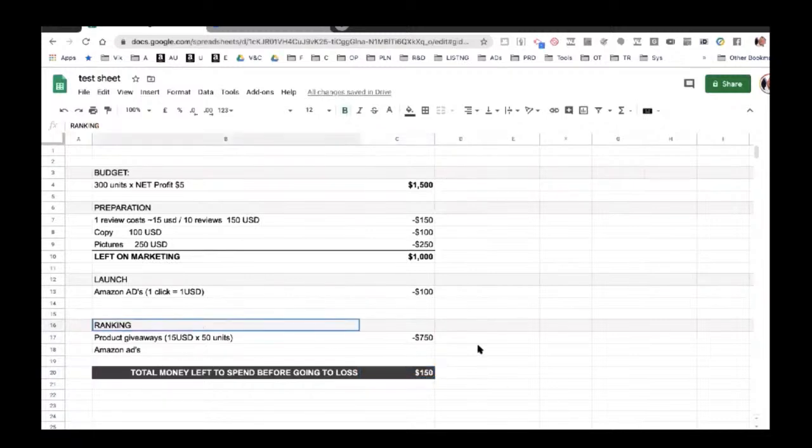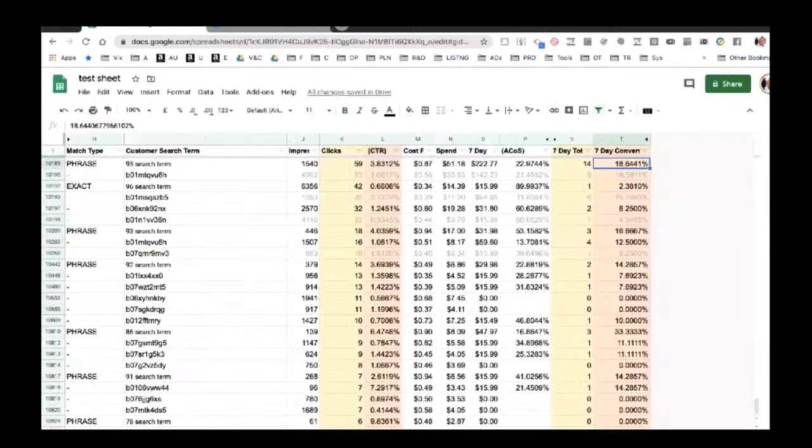So if you do it on the ranking stage, if you want to do the ads at the same time, then you can spend $150 here. You don't really have a lot of money to spend here, right? And now I'm going to show you a really sucky launch. Now that's what most people do. I'm going to show you what most people do.